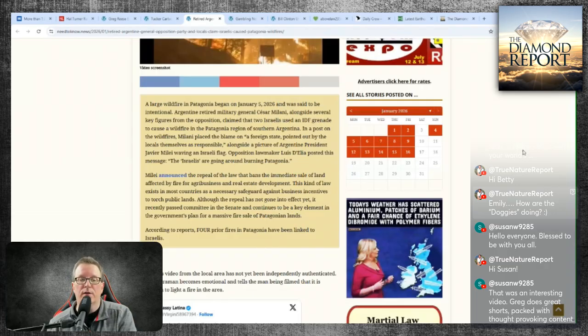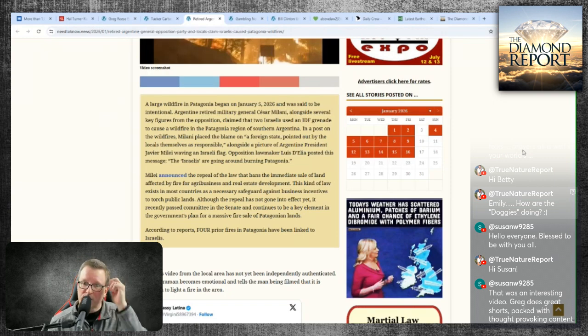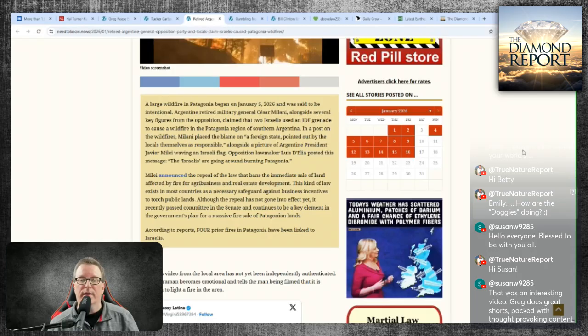A large wildfire in Patagonia began on January 5th and was said to be intentional. Argentine retired military general Cesar Milani, alongside several key figures from the opposition, claimed that 2 Israelis used an IDF grenade to cause a wildfire in the Patagonia region of southern Argentina. In a post on the wildfires, Milani placed the blame on a foreign state pointed out by the locals themselves as responsible, alongside a picture of Argentine President Javier Milei waving an Israeli flag, which he does do, and he goes and pets the wall too. We all know this. Opposition lawmaker Luis de Ilia posted this message: the Israelis are going around burning Patagonia.